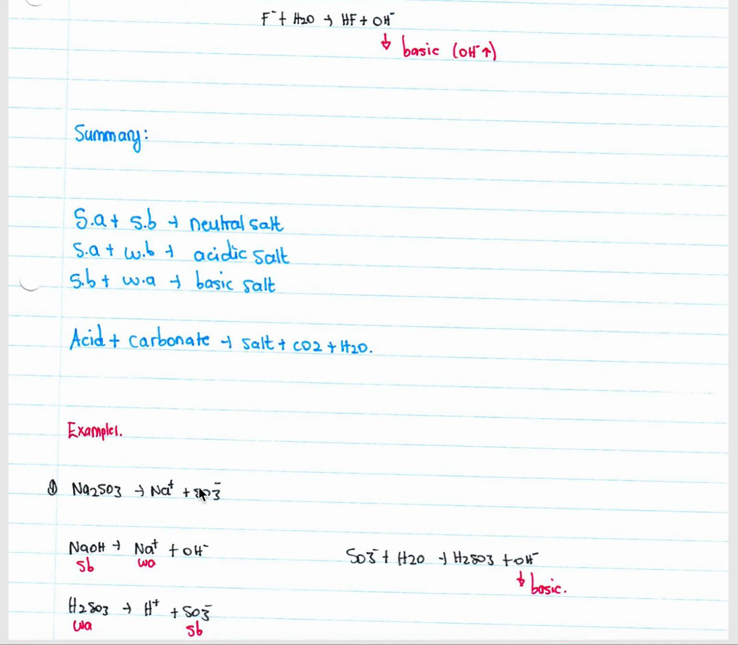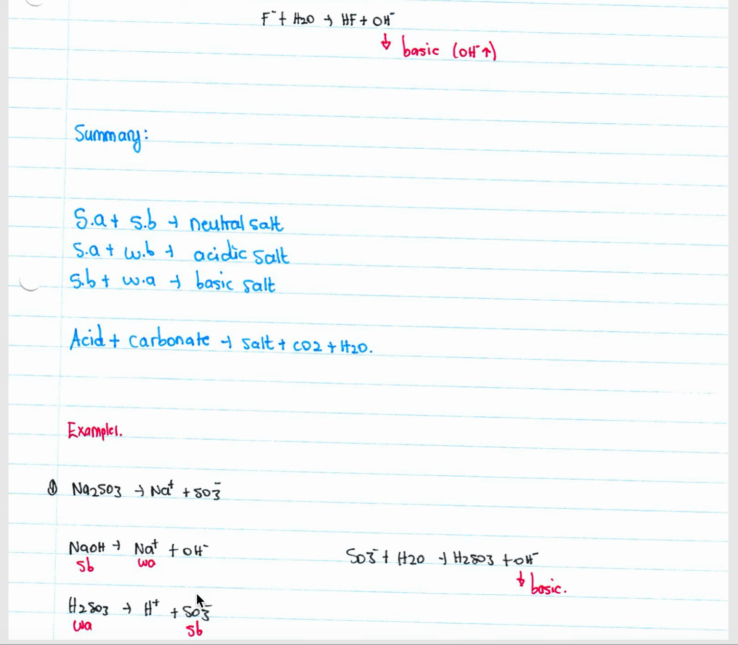NaOH is a strong base, therefore Na plus, as we see here, is a weak acid. We know that SO3 must have come from H2SO3, which is a weak acid. Therefore, SO3 will be a strong base. Now, out of these two, this is a weak acid and this is a strong base. So we take the strong one out of the two and put it in water to see how it would react.